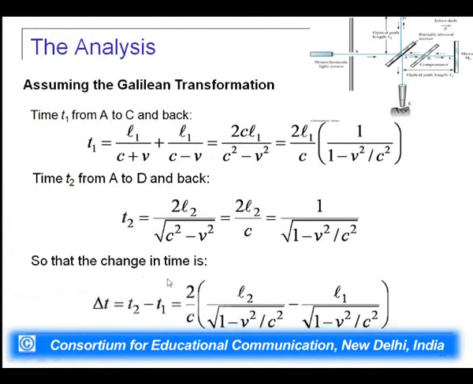Now the change in the time is defined as delta t, which is equal to T2 minus T1. What is the time difference between these two rays, one going along the ether and one moving perpendicular to the ether? The change in time period, delta t, is equal to 2 by c times L2 by root of 1 minus v square by c square minus L1 divided by 1 minus v square by c square.